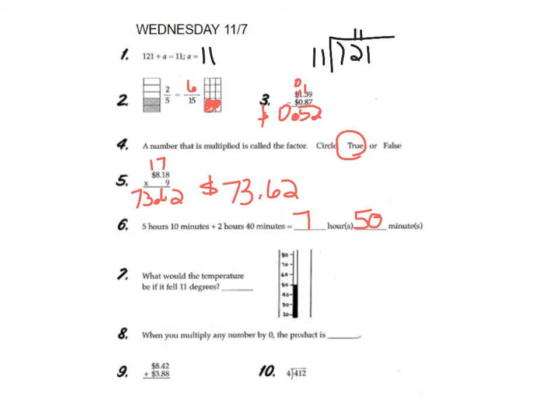What would the temperature be if it fell 11 degrees? So it's at 50. It fell means that it's a negative. So we need to subtract that and regroup to subtract. So that's 9 and 3. So that's going to be 39 degrees. Number 8, when you multiply any number by 0, the product is going to be 0.